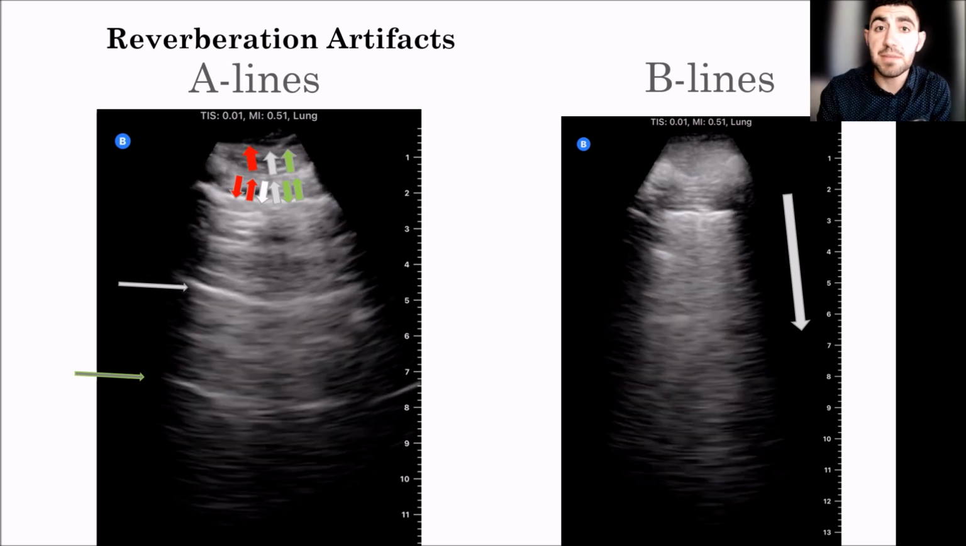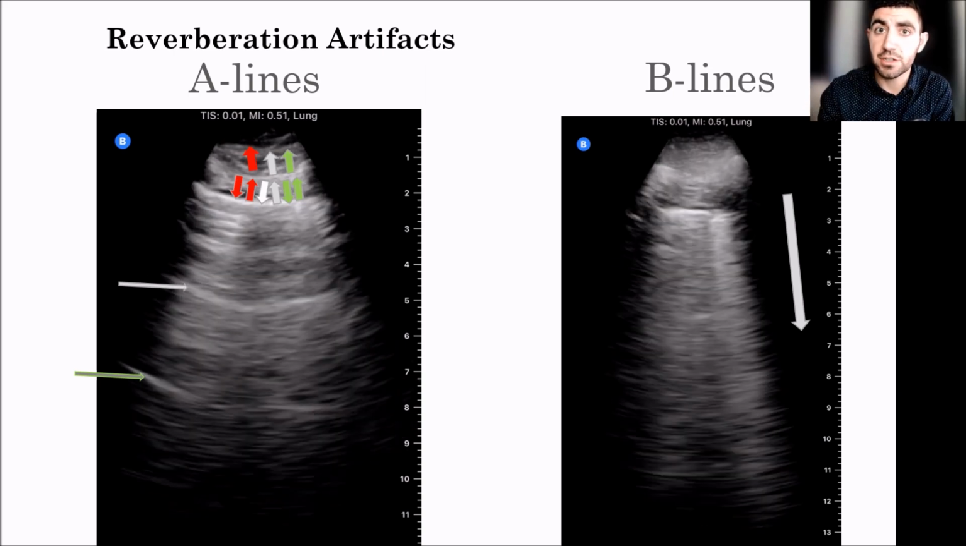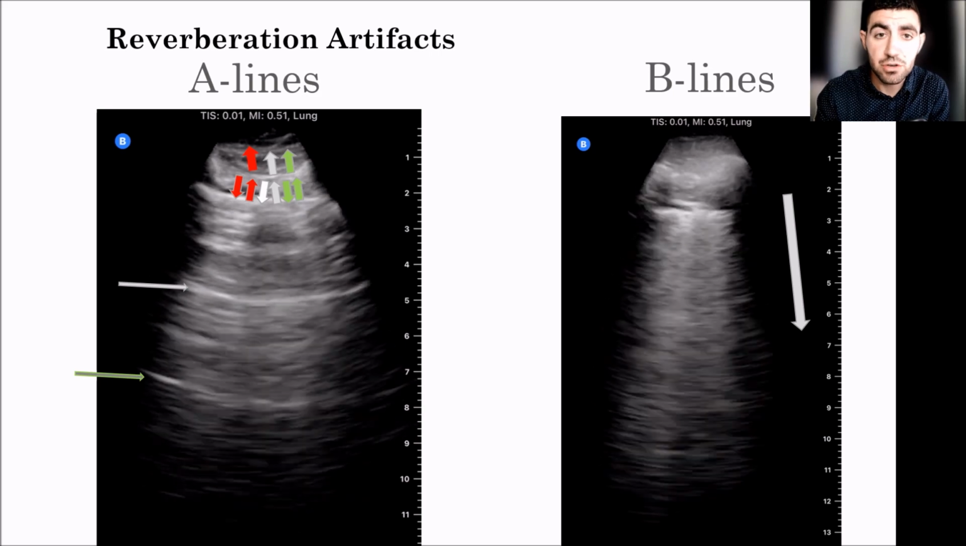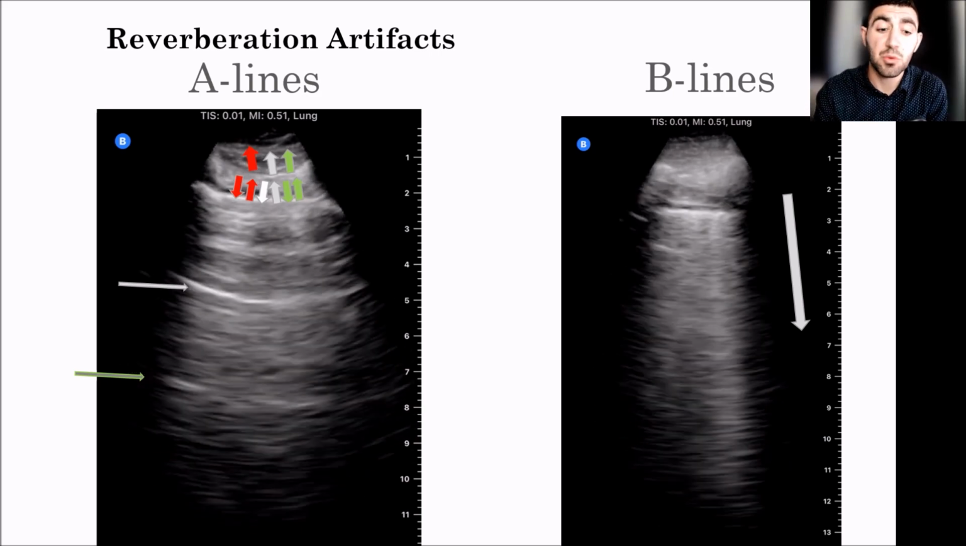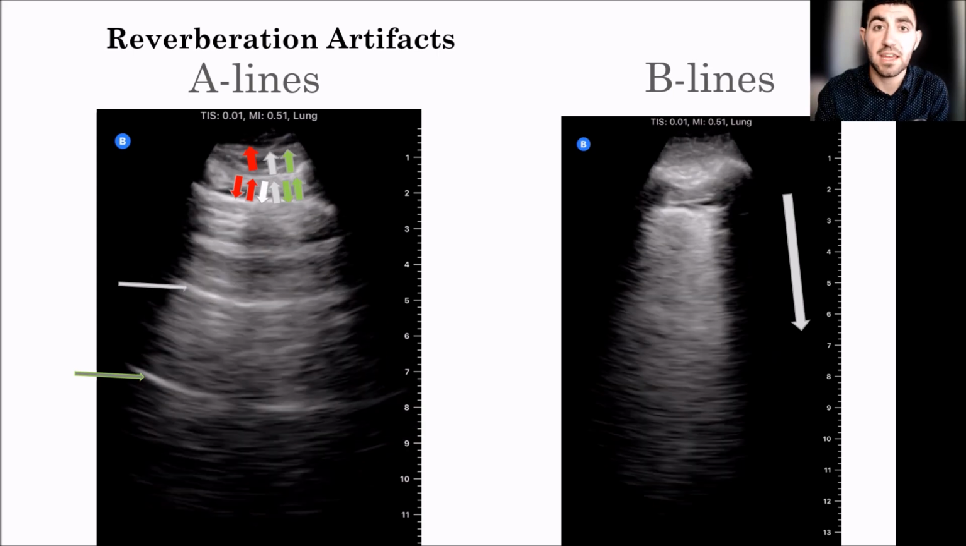If we see B lines everywhere, that's concerning for diffuse alveolar interstitial syndrome. If we see it in one single place, that's more concerning for a focal process like a consolidation or pneumonia.